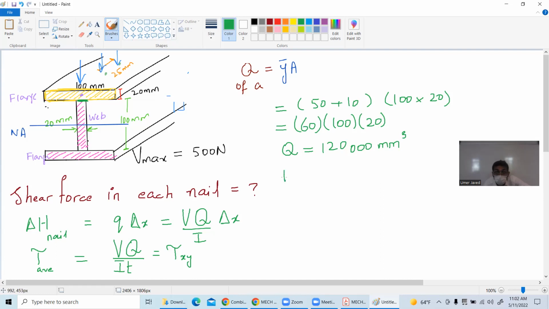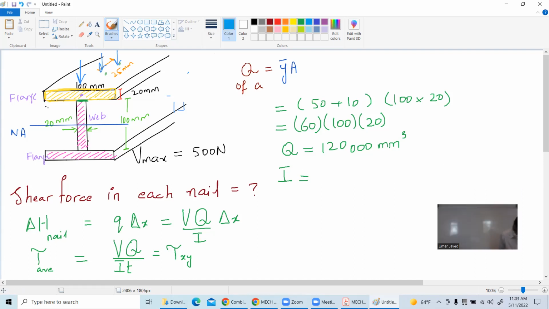What about the moment of inertia? Moment of inertia is for the whole cross section. Never, ever did I tell you that it is for any little chunk. For the whole thing. Use your imagination, give me the moment of inertia. I think you have enough background to crack the moment of inertia for the whole cross section.